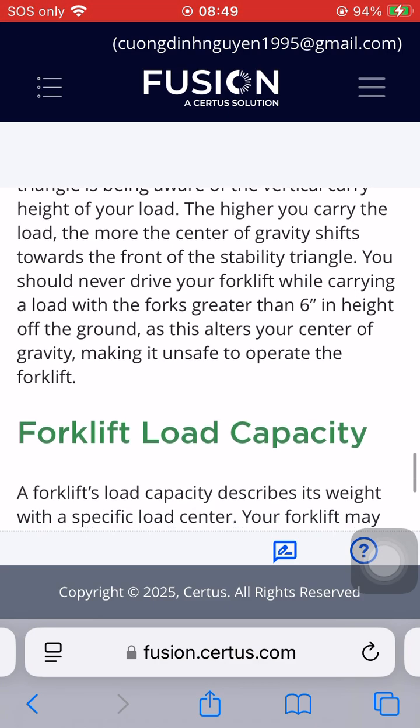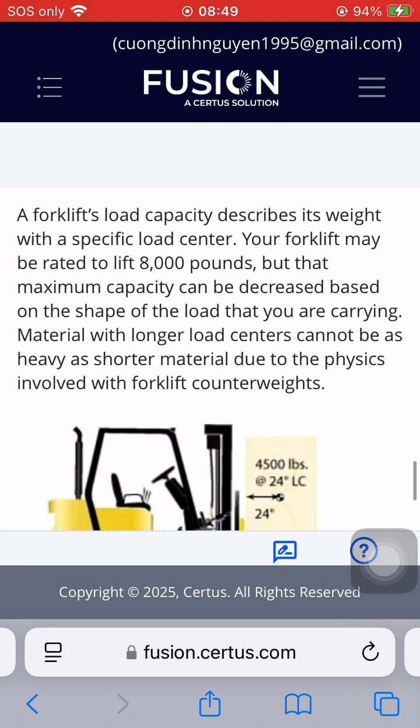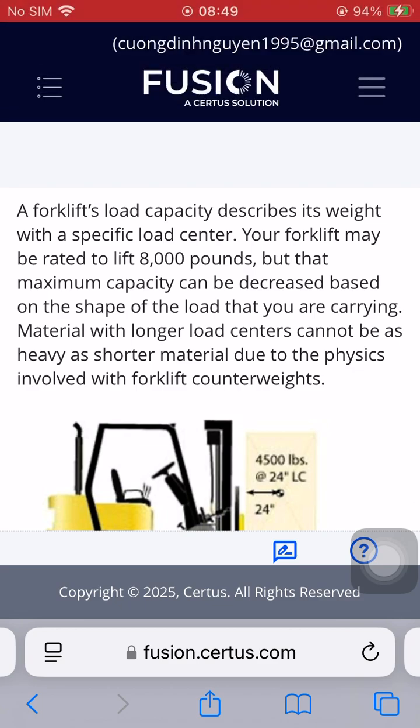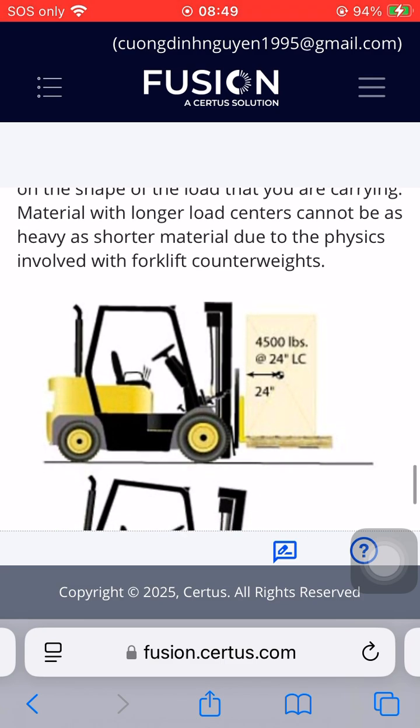Forklift load capacity. A forklift's load capacity describes its weight with a specific load center. Your forklift may be rated to lift 8,000 pounds, but that maximum capacity can be decreased based on the shape of the load that you're carrying. Material with longer load centers cannot be as heavy as shorter material due to the physics involved with forklift counterweights.